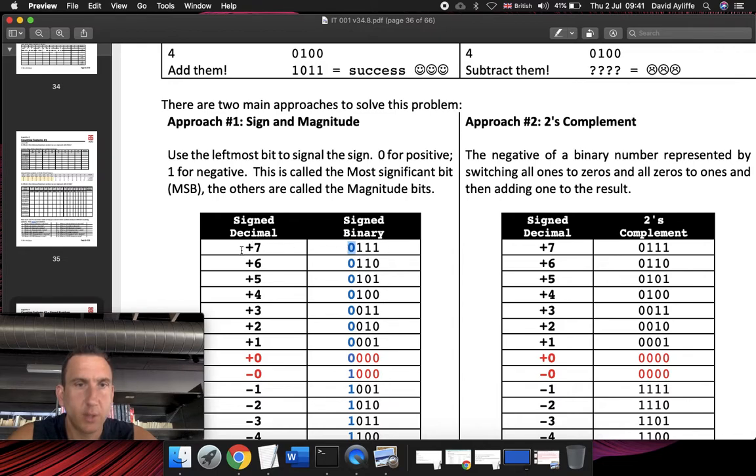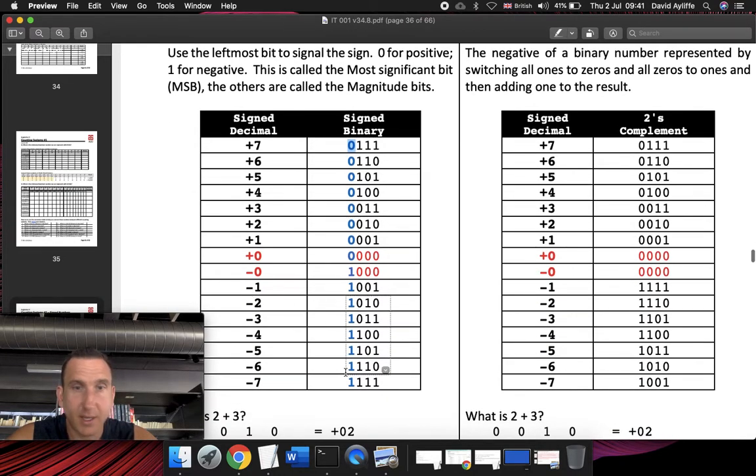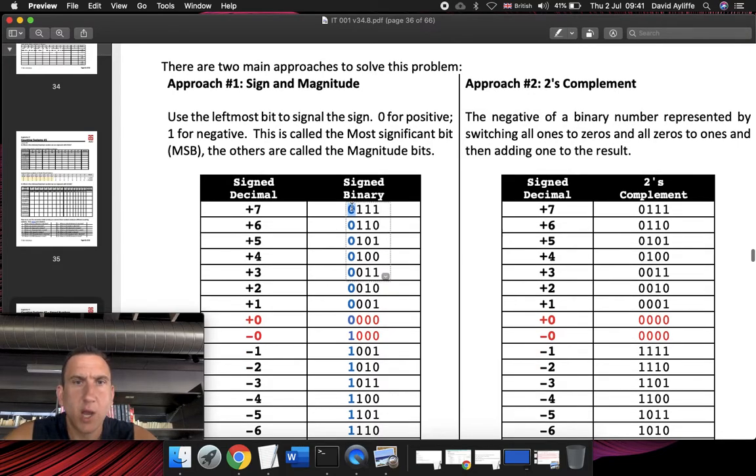So plus 7, anything that's positive has a leading 0. Anything that's negative has a leading 1. We'll call this the most significant bit, or the MSB. And these other bits, we'll call them the magnitude bits. All right, so fine, it's not a stupid approach. Let's run with it. Let's see if it works. So we've got some 4-bit binary numbers here. This is all signed binary now.